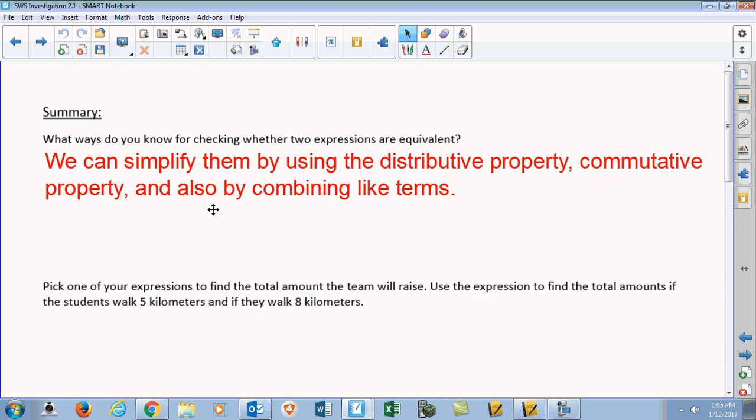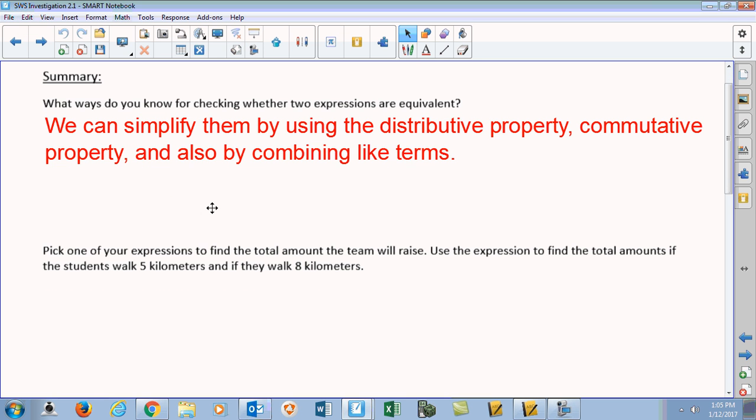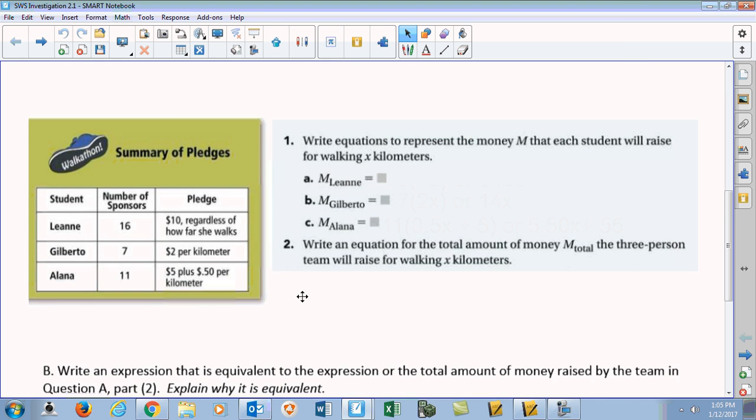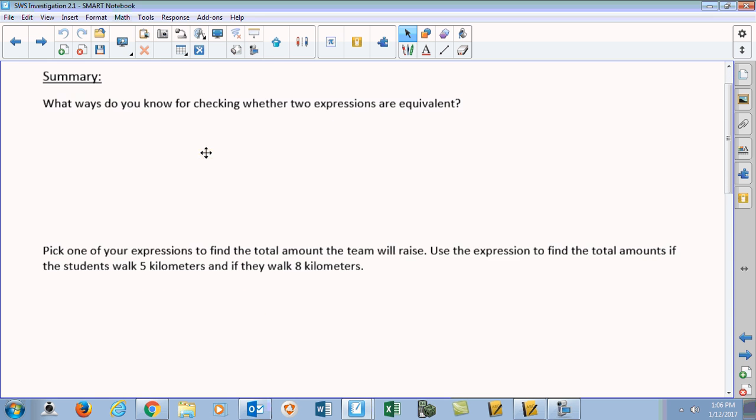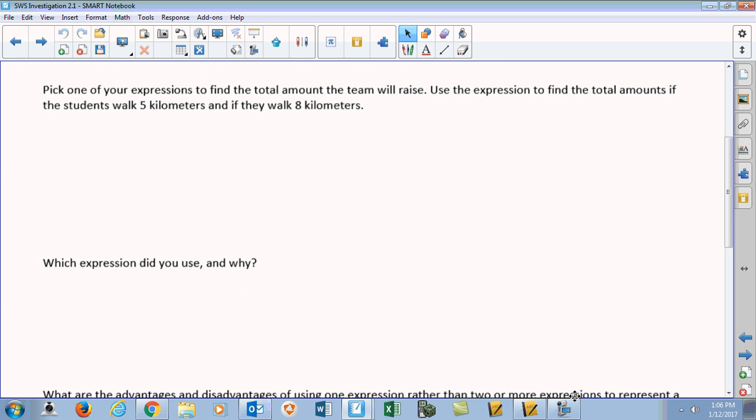Okay, so what I want you to do is below here, it says pick one of your expressions to find the total amount the team will raise. Use the expression to find the total amounts if the students walk 5 kilometers and if they walk 8 kilometers. So going back to the front side here, you wrote these equations. You're going to pick one of those three, and you can go ahead and solve it. More than likely the easier one is going to be the shortest of all the equations. And then of course we're going to solve it for if they walk 5 kilometers and 8. So we're going to go over here to the board and we will go ahead and solve this.